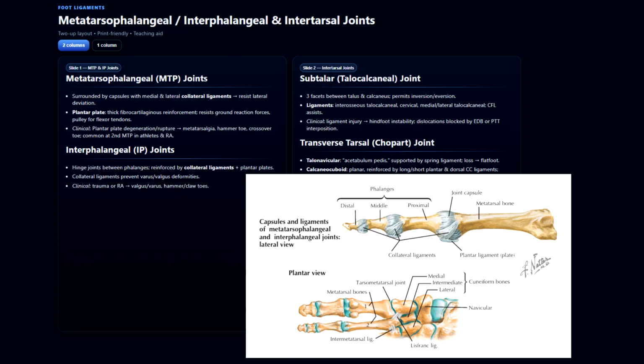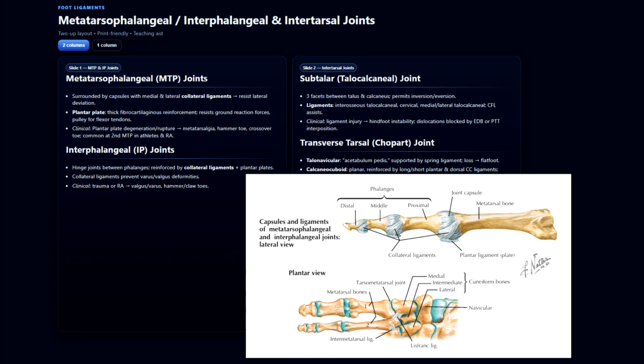Metatarsophalangeal and interphalangeal joints. Each metatarsophalangeal joint, or MTP joint, is surrounded by a capsule that is strengthened medially and laterally by collateral ligaments. These ligaments prevent excessive lateral deviation of the toes. On the plantar aspect, we find the plantar ligament, or plantar plate. This structure is thicker than the dorsal capsule, reflecting the need to resist ground reaction forces.